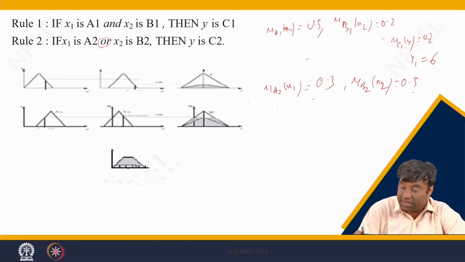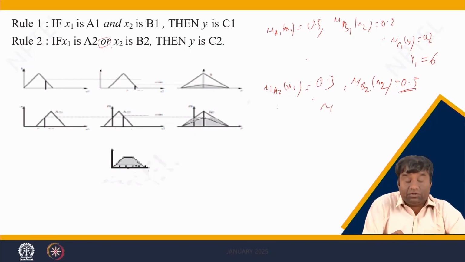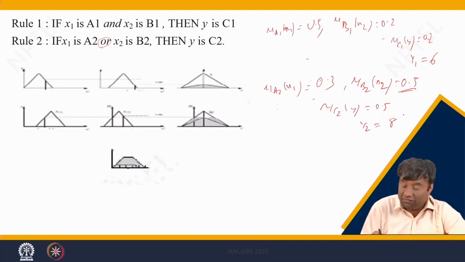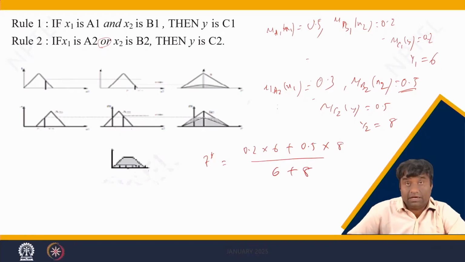So here the maximum will be 0.5, because this is connected with OR, so we take the maximum value, so it is 0.5. So mu C2(y) equal to 0.5, and assume y2 equal to the mid value, that is 8. So here the defuzzified value z star will be 0.2 into 6 plus 0.5 into 8, divided by 6 plus 8. So this is the Mamdani rules connected with OR.